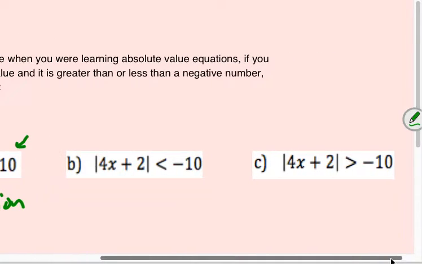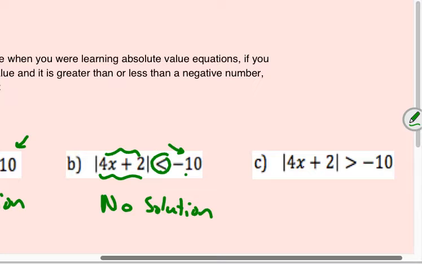Okay, these two are inequalities. Now when I take the absolute value of this, it's going to be a positive number. Can a positive number be less than negative 10? No. So in a situation like this, if you isolate your absolute value and it's less than some negative number, this is also no solution.